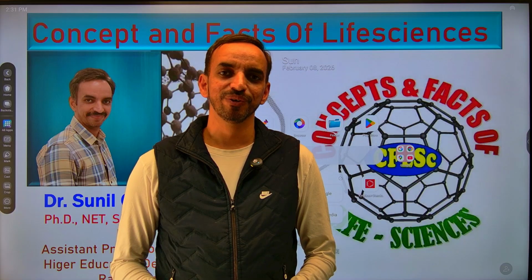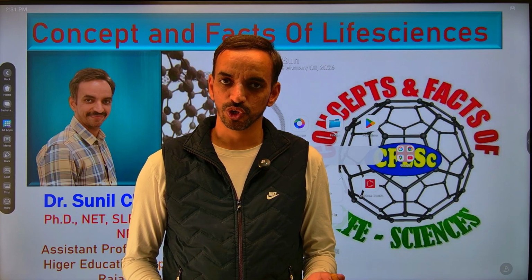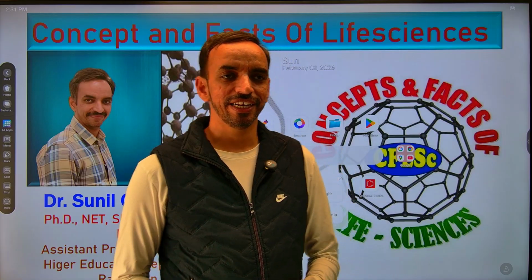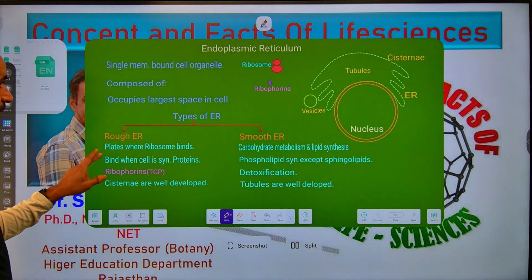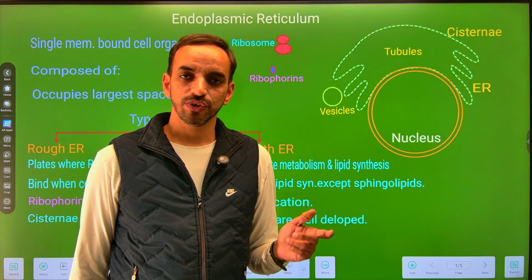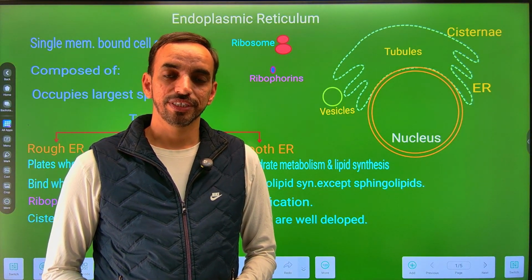Today in this video, we are going to discuss the cell organelle which occupies maximum space in the cell, that is the endoplasmic reticulum. The endoplasmic reticulum is a single membrane bound cell organelle.